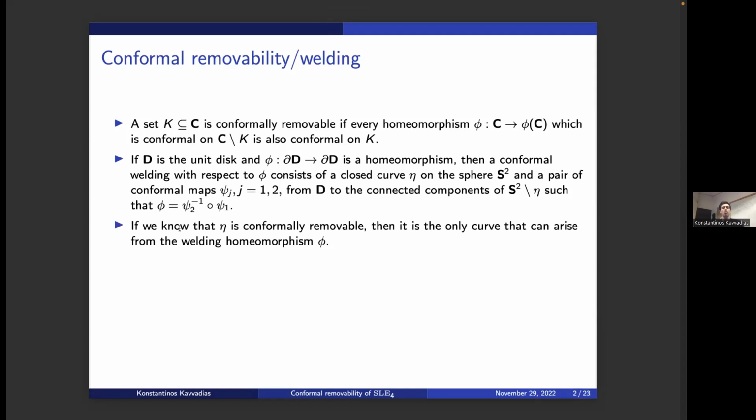So how are these notions connected to each other? If we know that the curve is conformally removable, then it is the only curve that can arise from the welding homeomorphism phi.